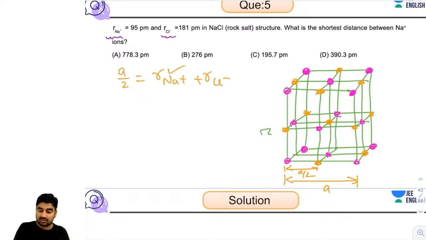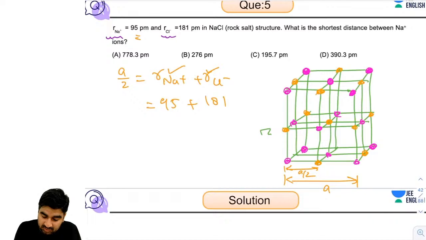Now you are given this and this. r Na plus is 95 and r Cl minus is 181. So this is the shortest distance. Yes.